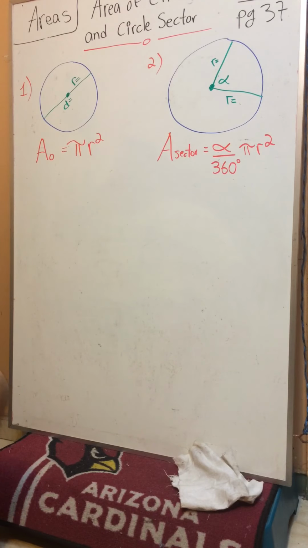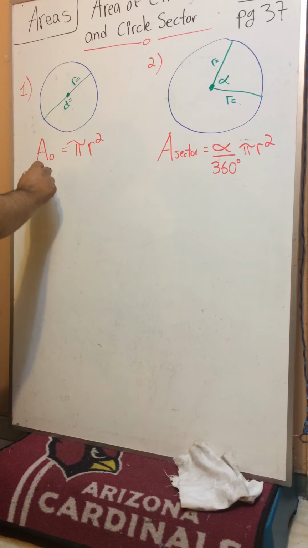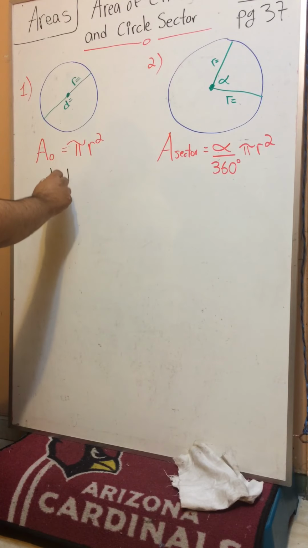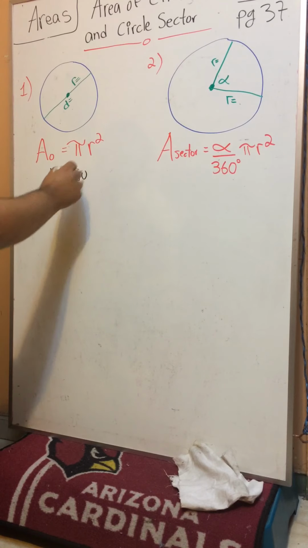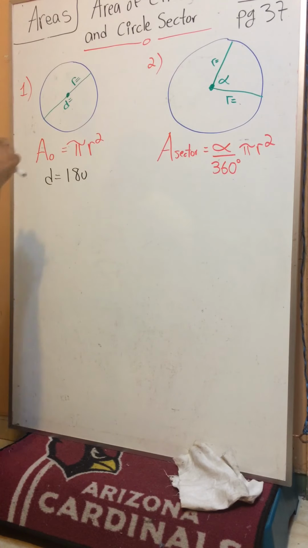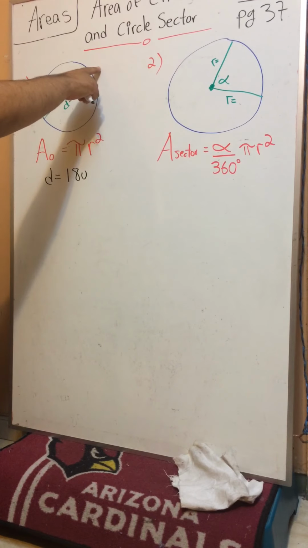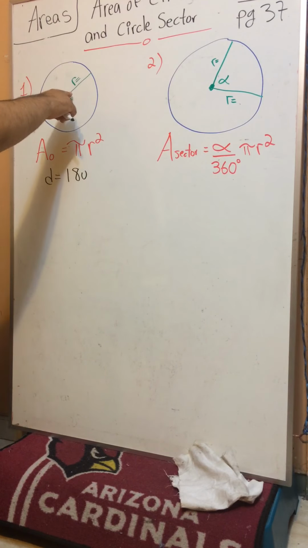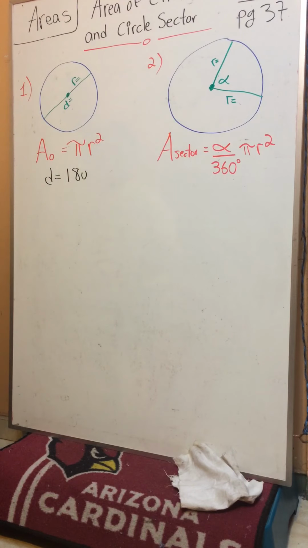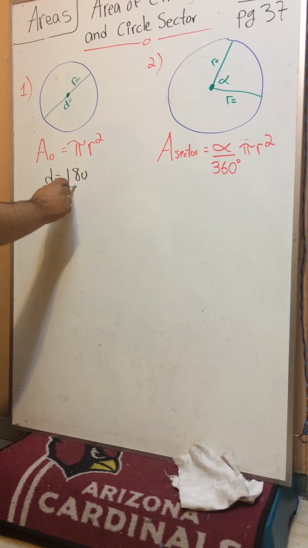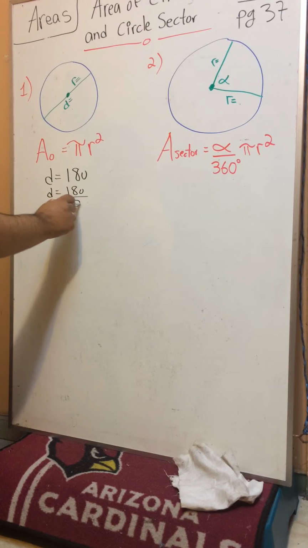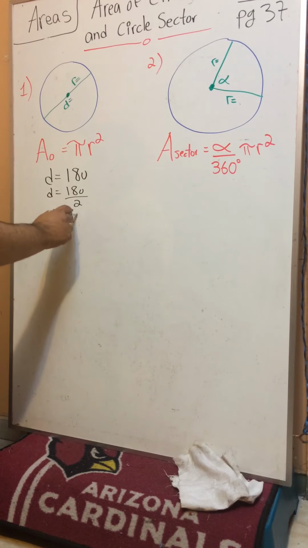So, let's do an exercise with these formulas. Let's say that on this circle we have a diameter that is, let's say, 18 units. So remember, the diameter is the distance from one side of the circle to the other, but the radius is the distance between the midpoint of the circle to the side of the circle. So that means that if the diameter is 18, and we're looking for the radius, we have to divide by 2. And that's how we have the radius.